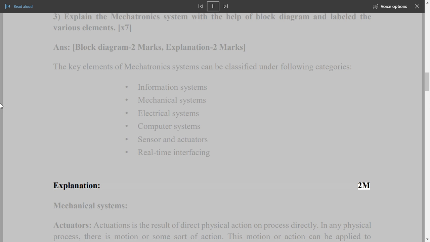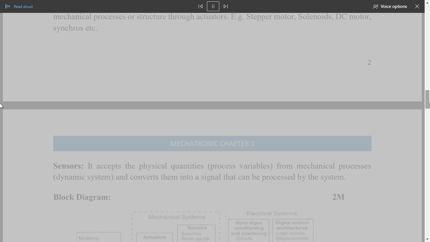Explanation 2M. Mechanical systems. Actuators: actuation is the result of direct physical action on a process. In any physical process, there is motion or some sort of action. This motion or action can be applied to mechanical processes or structures through actuators, e.g. stepper motor, solenoids, DC motor, synchros, etc.